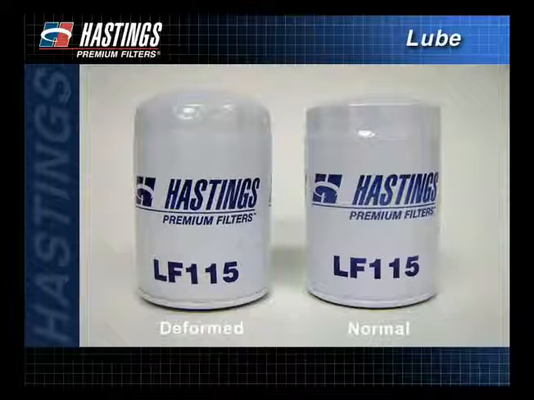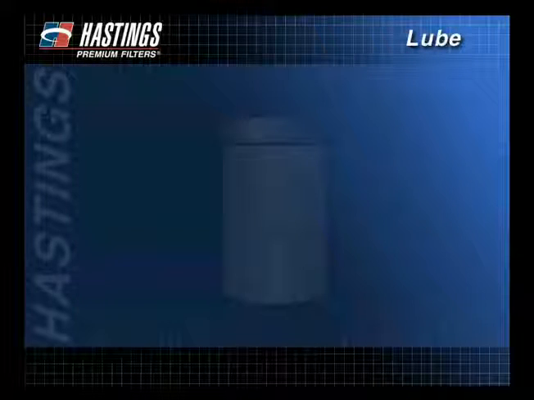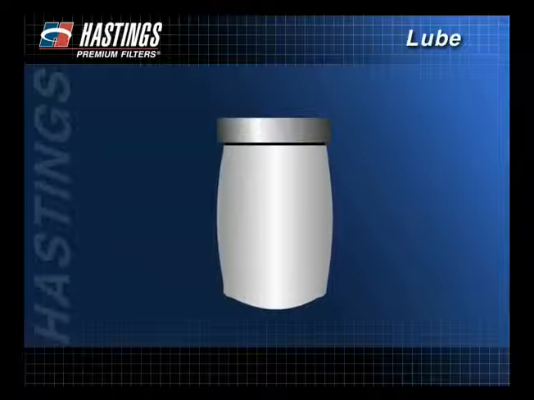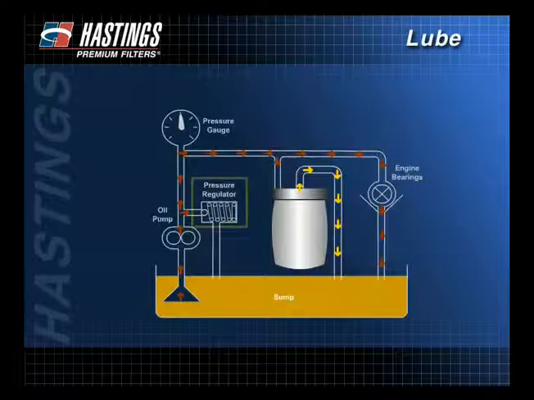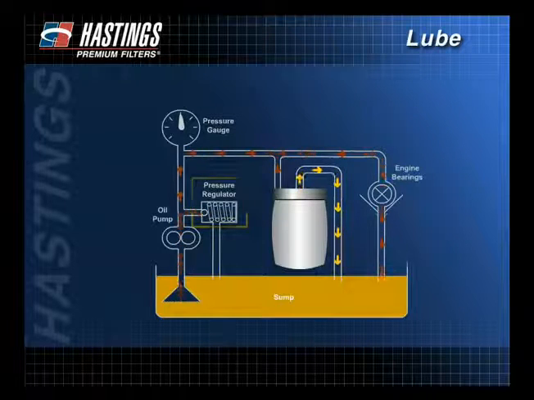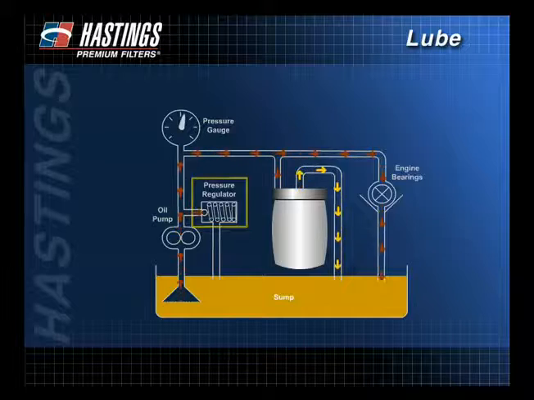Often a deformed spin-on filter, due to overpressurization, is the only sign an equipment owner has that a problem exists in the lube system. Deformed filters are the direct result of excessive lubricating system pressure, which is caused by a stuck or malfunctioning pressure regulator valve in the oil pump assembly. This problem should not be attributed to the filter.